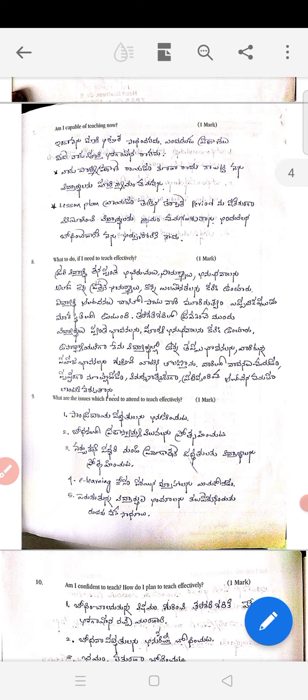Confidence means: yes, I have confidence because I know how to write a period plan. I know how to use TLM in the classroom. I know how to present the concept in the classroom. I know how to explain the concept effectively in the classroom. Everything I know very well. Because of that reason, yes, I have confidence to teach effectively in the classroom. So for all 10 questions you are going to give answers.